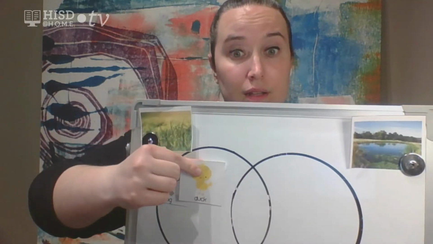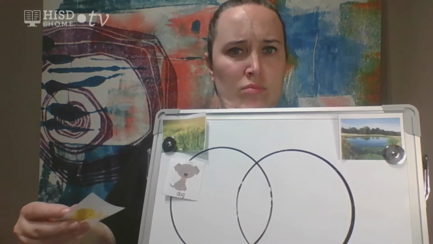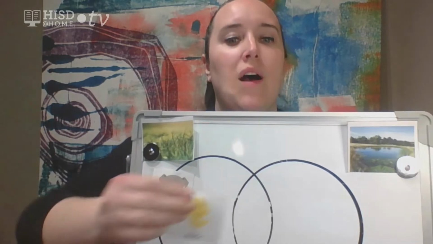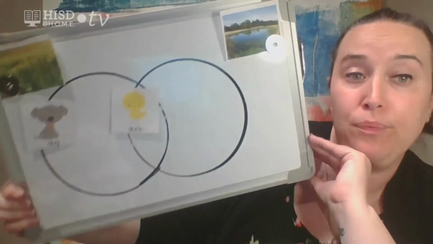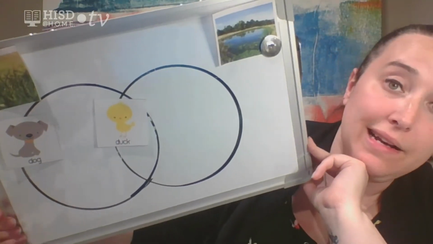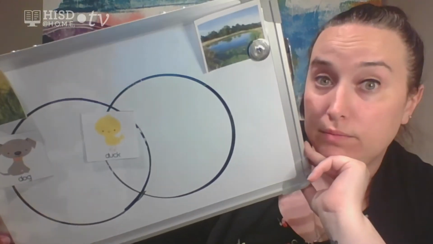So where are we going to put the duck? On the land side or on the water side? No? In the middle. You're right, in the middle. Yes, because it's a little bit of both. A duck could be walking on the land and a duck could be swimming in the water. There you go. Okay, how about a pig?